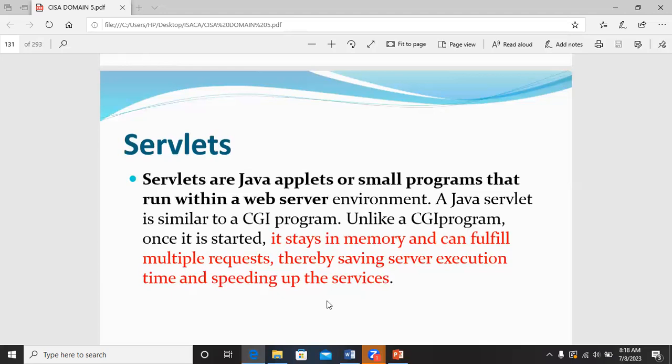It stays in memory and can fulfill multiple requests, thereby saving server execution time and speeding up your request. That's how this website is very fast. Sometimes you don't even reach the web server. It's the servlets that are responding to your requests, especially the basic requests.